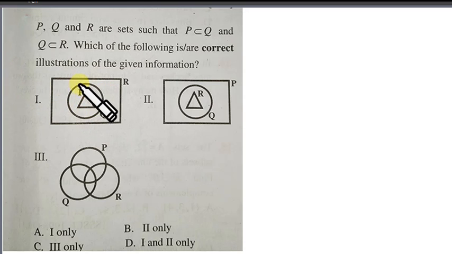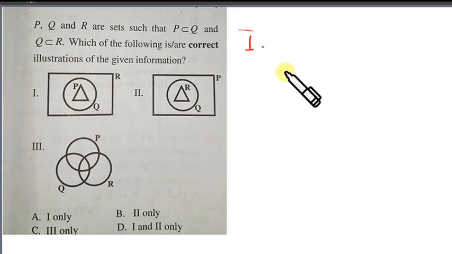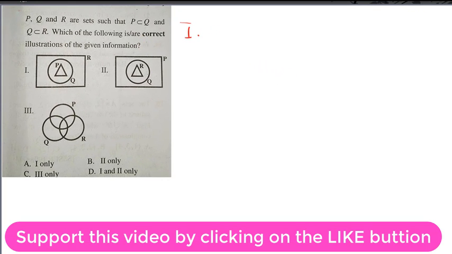We have diagram I, II, and III. So the first diagram I want us to look at is I. First we have been told that P is a subset of Q. So let me write this here: P is a subset of set Q. And the second statement that we see is set Q is a subset of set R. So let me add that one here: set Q is a subset of set R.